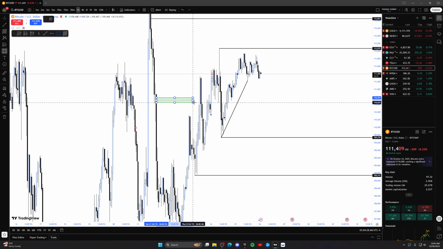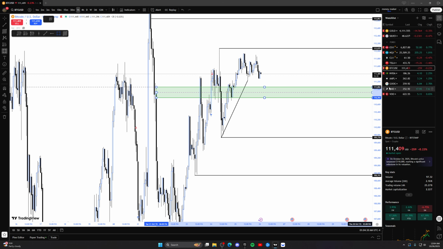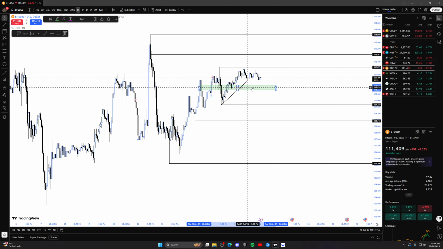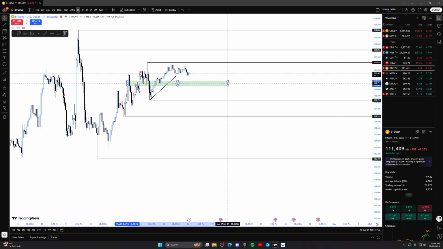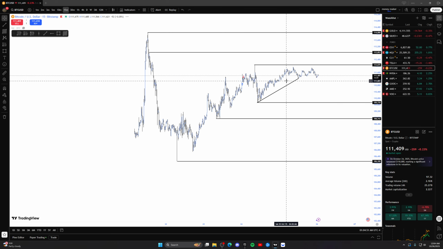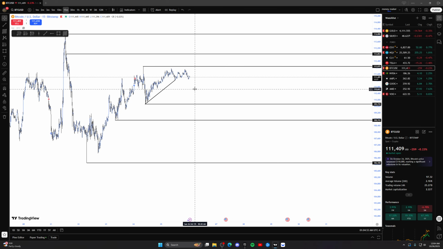And for people that want to use a little bit of leverage and slightly higher risk, somewhere in here, because buyers do want to push price down before they send price soaring to the upside here. So that is pretty much what my charts are looking like for Bitcoin.